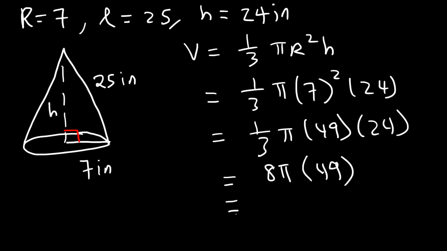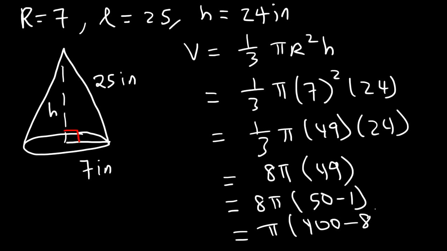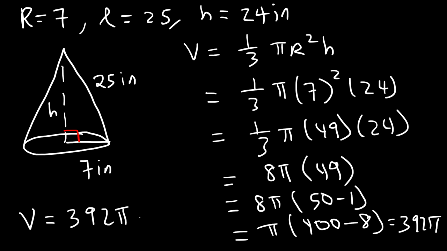When multiplying 8 times 49, if you want to do it in your head, replace 49 with 50 minus 1. 8 times 5 is 40, so 8 times 50, that's going to be 400. And 8 times 1 is 8. So if you subtract 400 by 8, you get 392. And it turns out that if you type in 8 times 49, it's 392. So that's going to be the volume. The volume is 392 pi cubic inches.